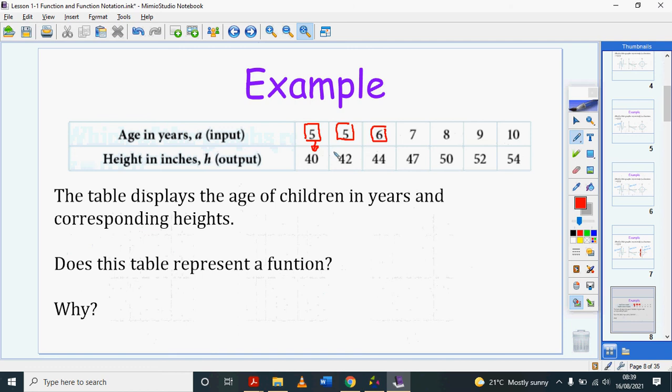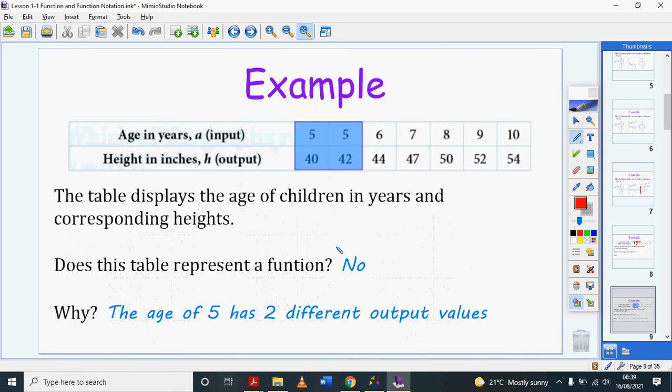But this is a 5 again, and it goes to 42. So that's not possible. We have two similar inputs that go to different outputs. If this was a 40, this would be a function, but it is not a 40. We have the same input going to different outputs. That's impossible, right? So this does not represent a function.